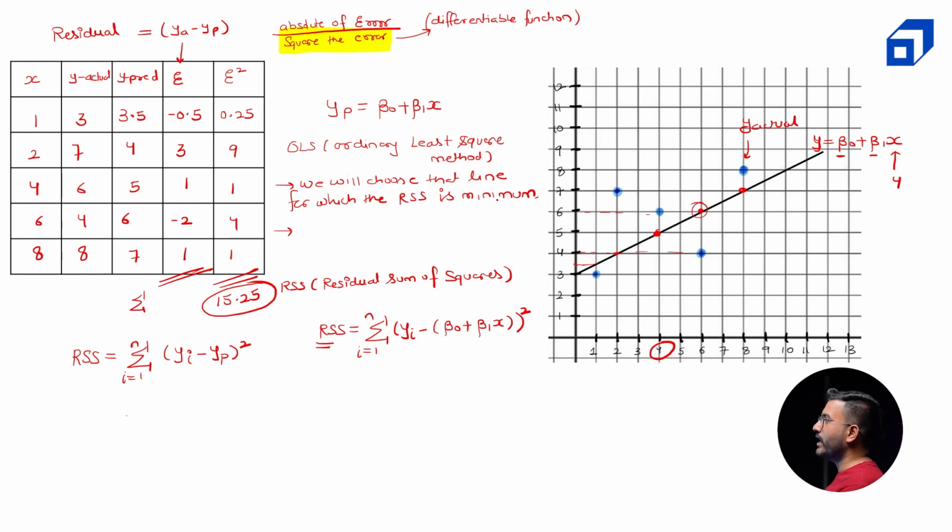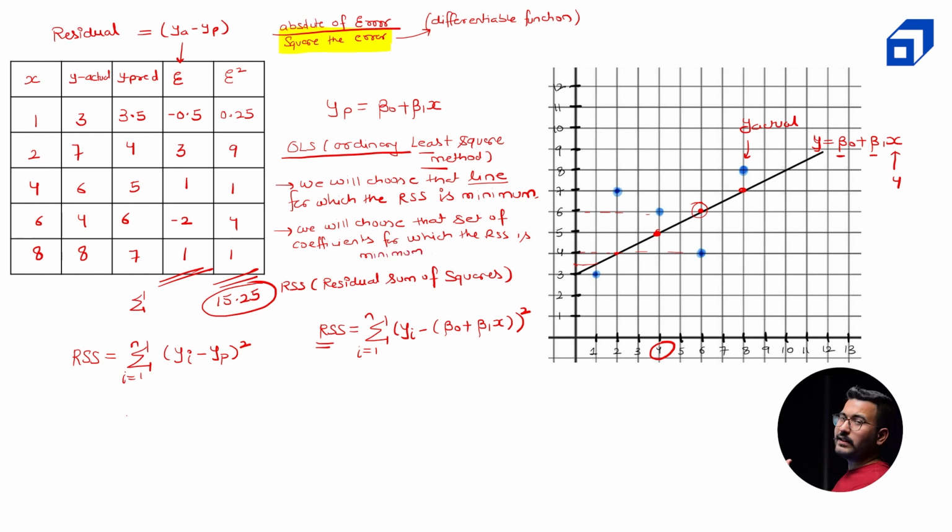Now please remember one more thing. RSS is dependent on, or the equation of the line is dependent on, coefficients beta naught and beta 1, right? So I can rewrite this OLS concept as: we will choose that set of coefficients for which the RSS is minimum. And this is basically the whole concept about how regression will find out the best coefficients.